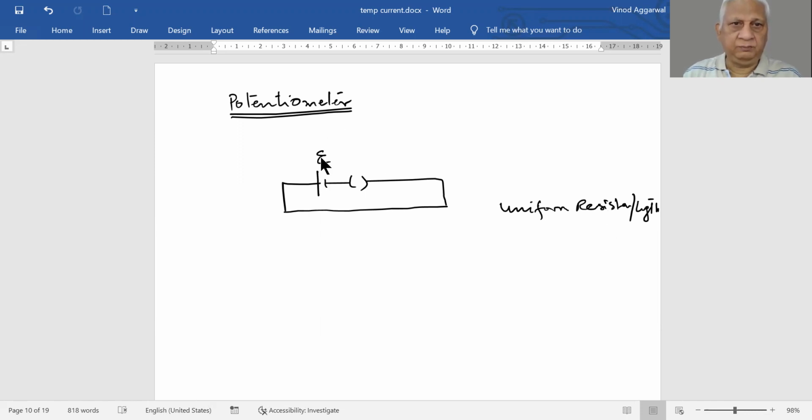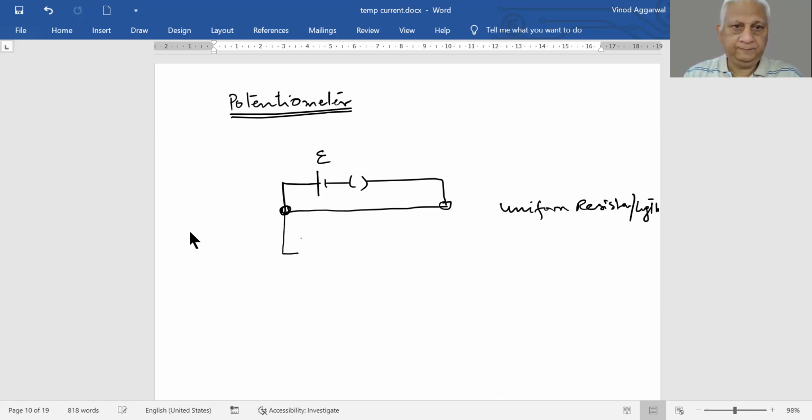Now, when you attach a battery to this resistance, what will happen? The total EMF will now drop down onto this wire, right? This point will attain the highest voltage. This point will be the lowest voltage, and its gradient will be uniform. Now, this property we can use to compare the EMF of two sources. How?